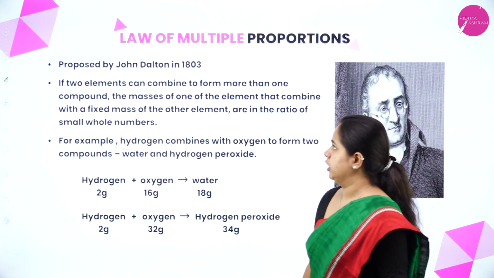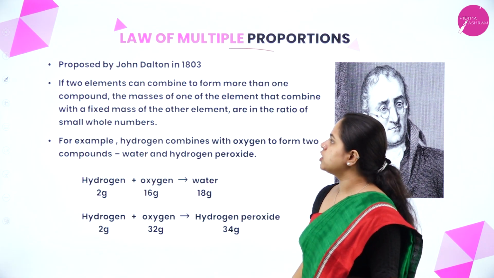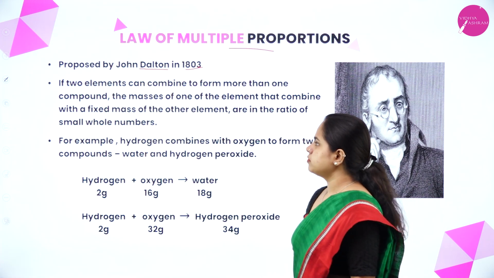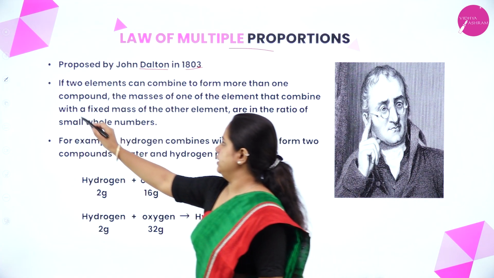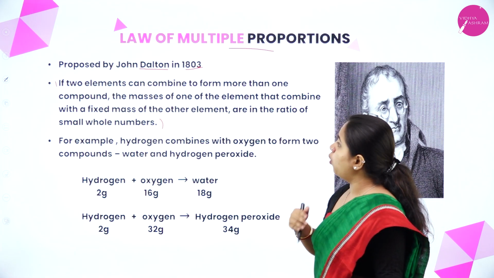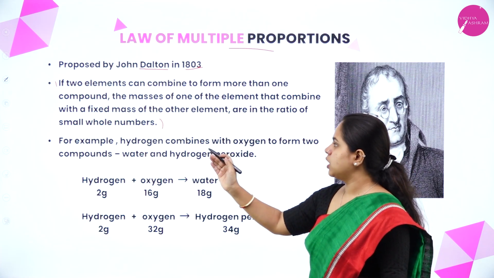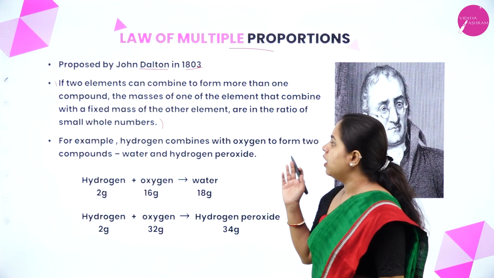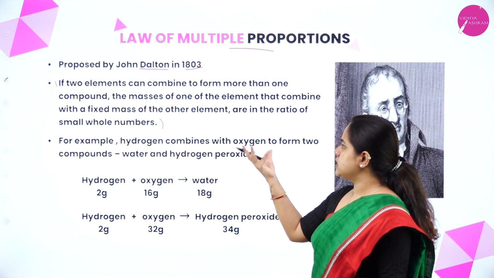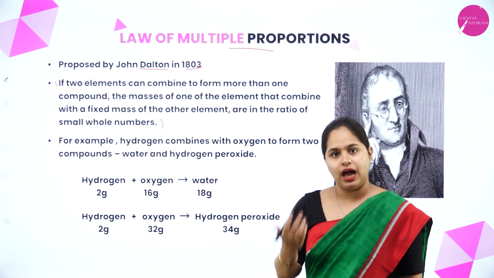Now let's move on to the third law, that is the law of multiple proportions. Now this law was proposed by John Dalton in the year 1803. So the statement for the law is, if two elements can combine to form more than one compound, the masses of one of the elements that combines with a fixed mass of the other element are in the ratio of small whole numbers. So this statement or definition might be a little confusing. So let us take an example and clarify it.